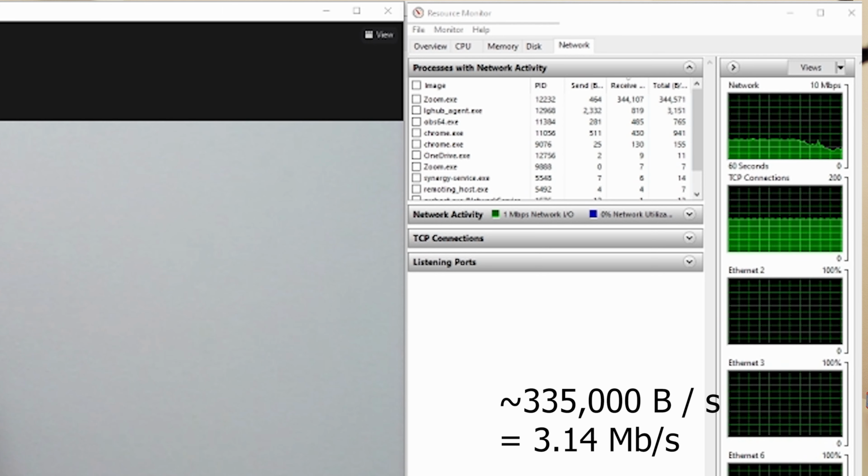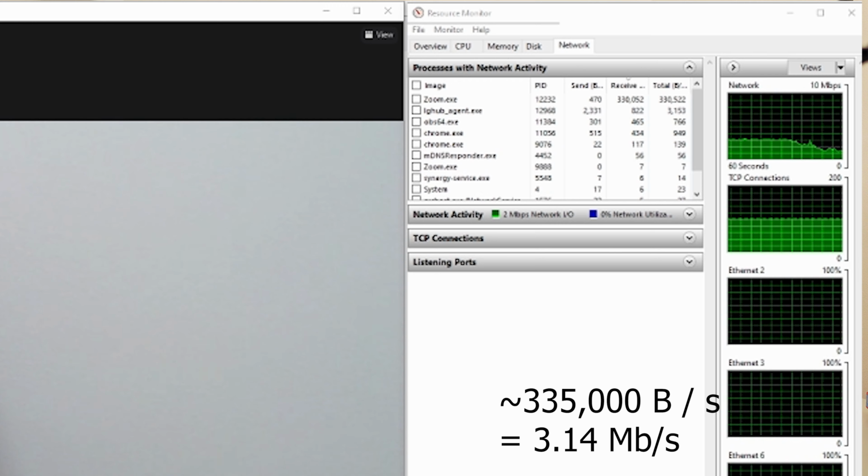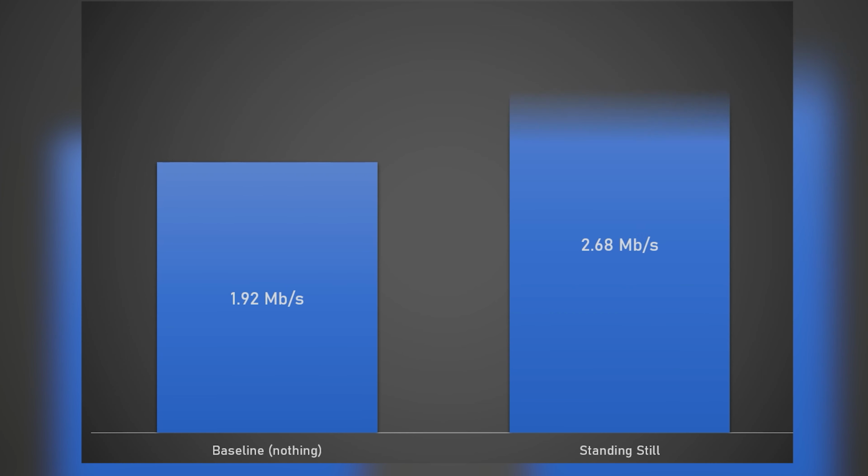The second baseline that we might reference is me standing relatively still in my gray shirt, leaning against the wall, without a lot of movement. In this position, I was getting around 335,000 bytes per second, or 2.7 megabits per second, which is 40% larger than our other baseline.